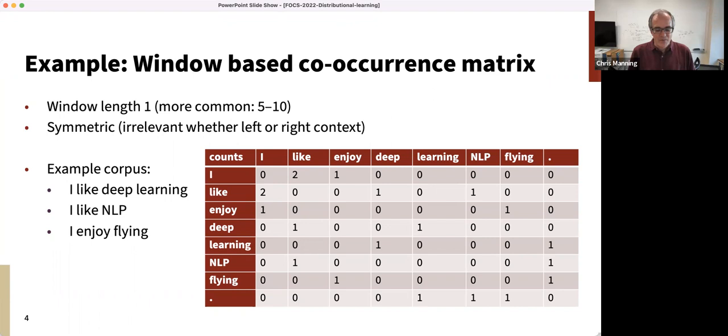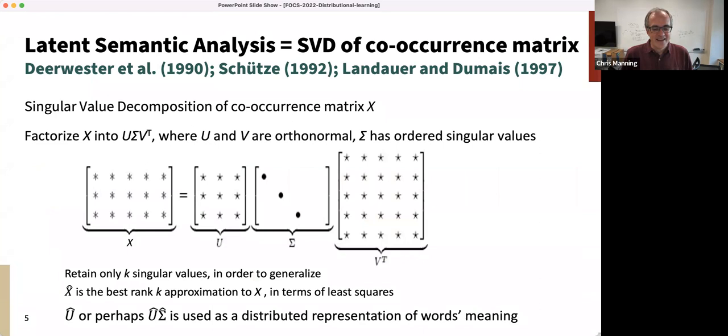And so that led to the first widely known method of distributed word representations, which was introduced by Deerwester and colleagues in 1990, aimed at information retrieval, and quickly thereafter adopted by my then fellow grad student, Hinrich Schütze, in 1992.